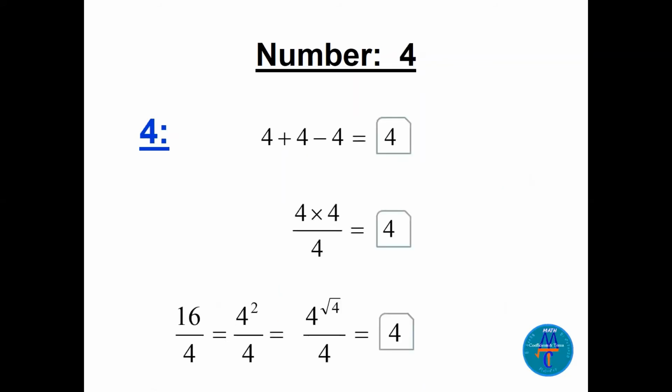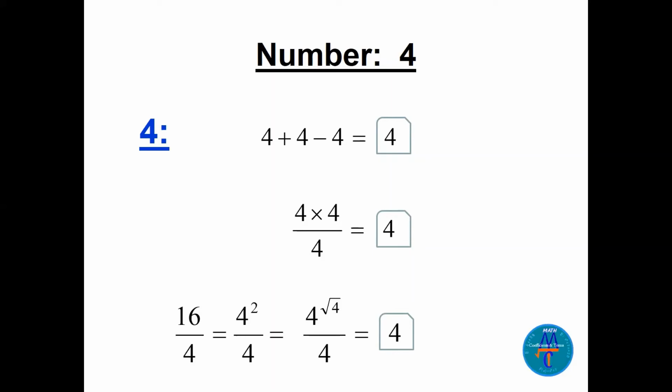Number 4, I put 3 choices here, 3 methods, 3 ways. You can find more than 3. You can find any way you like, any expressions that's equal to 4. So in the 4, I put 4 plus 4 minus 4. That's 4 also. 4 times 4 over 4. This is easy. Or I can think of 4 as a fraction, 16 divided by 4.